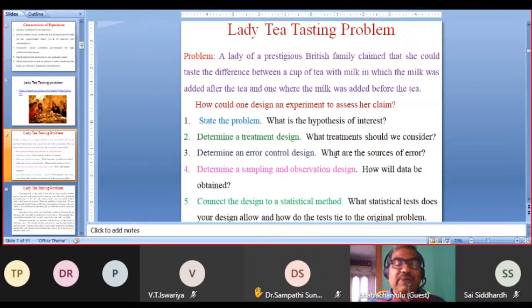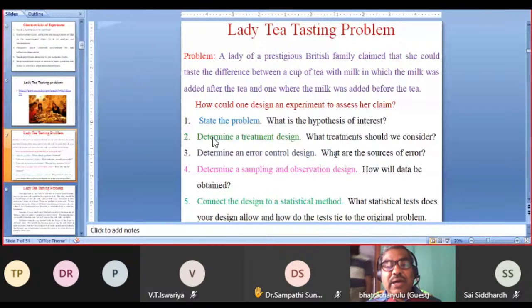Okay, so that's why this problem is one of the most important problems, and it is real and very easy to understand because I'm going in a non-mathematical approach. Now, how could one design an experiment to assess her claim, whether she has such a discriminating power or not, by tasting the tea?